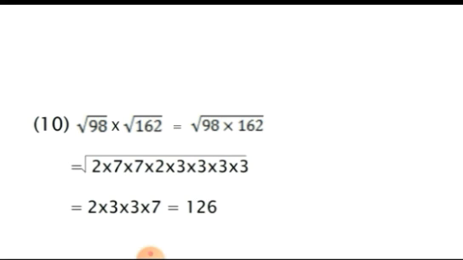Then after that you make the pairs. Here 2 is 1 pair, 7 is 1 pair and 3 is 2 pairs. That means you write 2 into 3 into 3 into 7, which is 126.